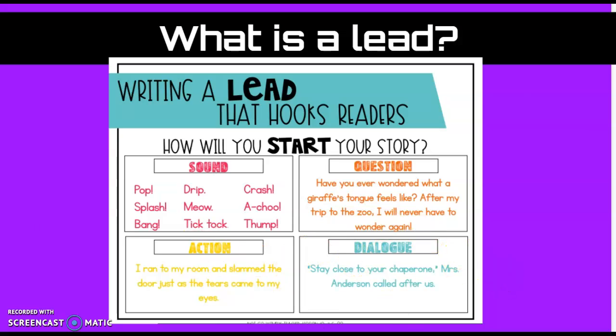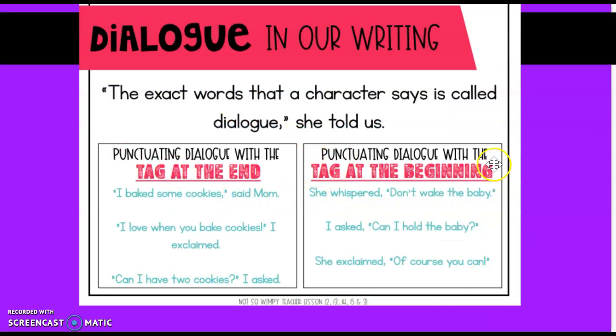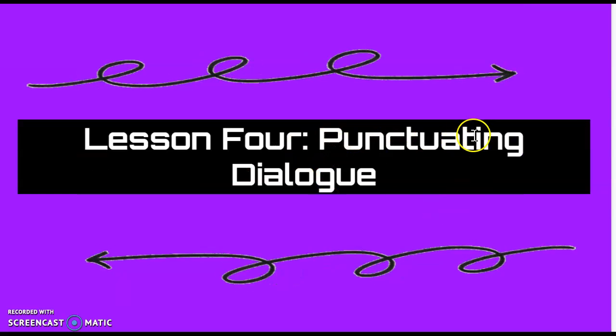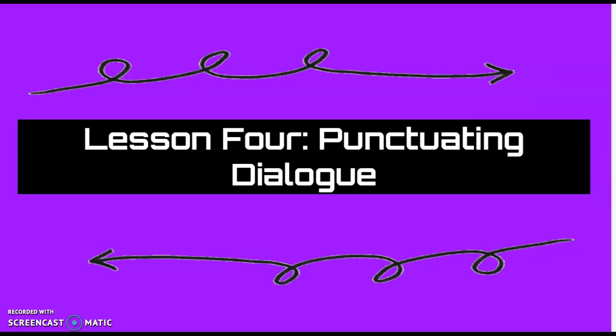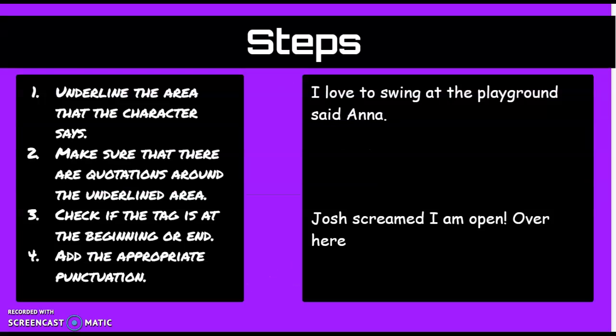In our last lesson, we looked at how dialogue can be used in writing, and that dialogue is what a character says in the story. Today, we're going to be looking at punctuating dialogue. That's how we put punctuation into the dialogue. We use 4 steps to punctuate dialogue.